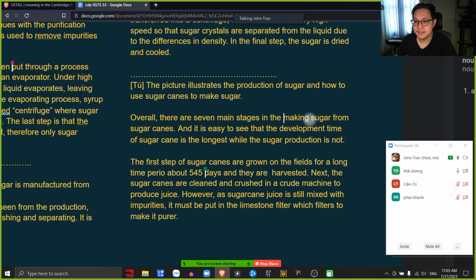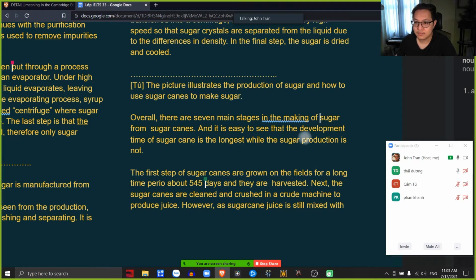I think it should be in the making of. There are 7 main stages in the making of sugar from sugarcane. Có 7 cái giai đoạn lớn trong cái sự tạo thành của đường từ cái mía đường.